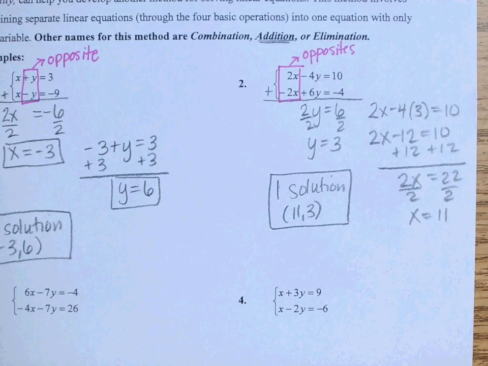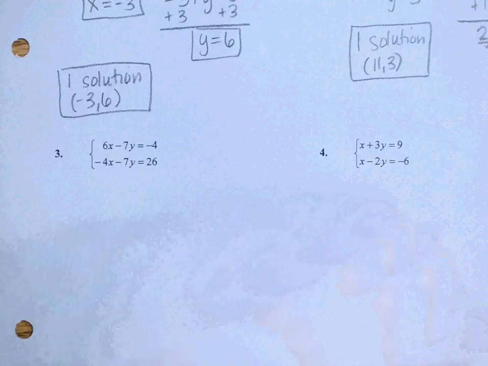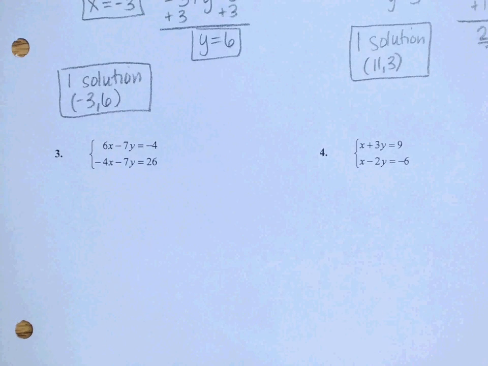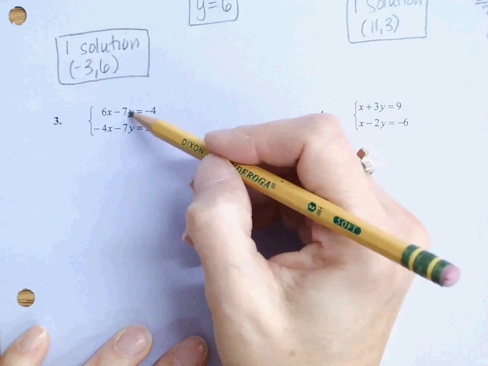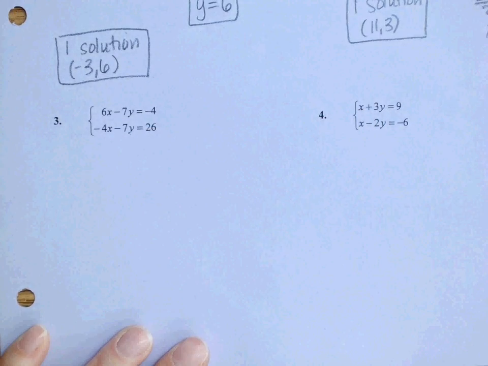Okay, let's go ahead and try number 3. On number 3, what we have down here is, again, we're looking for opposites, okay? Now, on number 3, this is our first example where we're looking for opposites, but we don't have opposites. Negative 7 and negative 7 are close to being opposites, but they are not opposites.